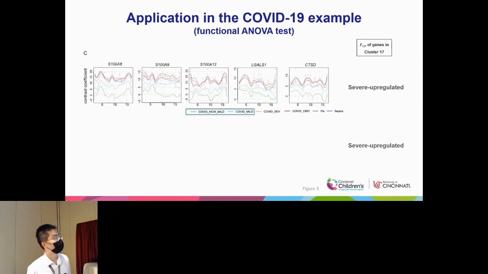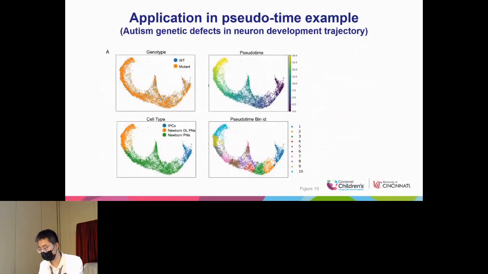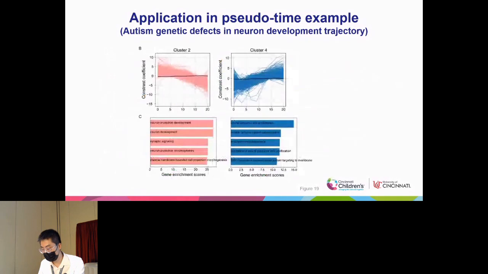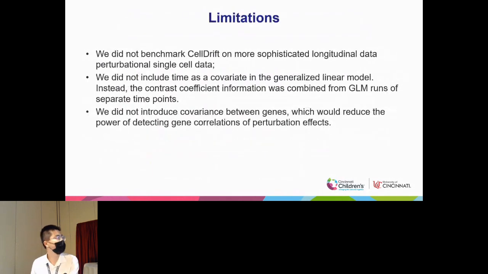We also applied an ANOVA test, and to save time, sorry about that, I'll skip this part. And we also validated the application in serial time, and it works as well in organoid data. And to conclude, I want to say that we developed a generalized linear model to decompose the temporal perturbation data and find some patterns that are associated with real biological indication. There's still some limitation, including that we didn't consider time as a covariate in the generalized linear model, which limits our exploration of covariance between time points.